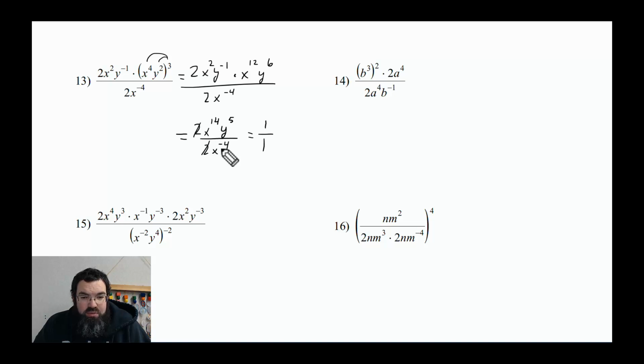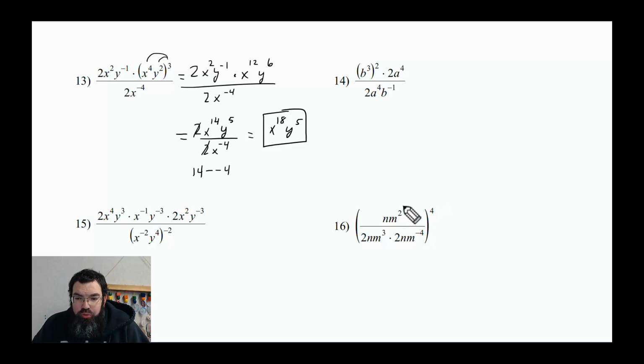My x's, when I do my subtraction, I get 14 minus negative 4, which makes 18. So x to the 18. The y's are going to stay in the top because I don't have any more left. So now, because I'm done, I'm going to take away the 1 down there, take away the division, and take away that 1 up there, I guess, and just make my answer x to the 18, y to the 5. Let's do number 16.